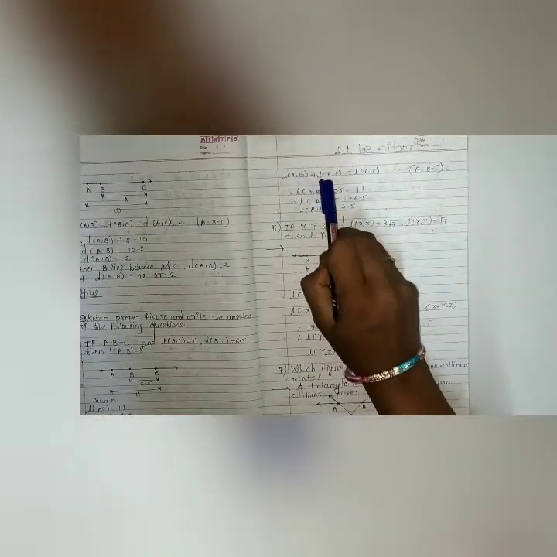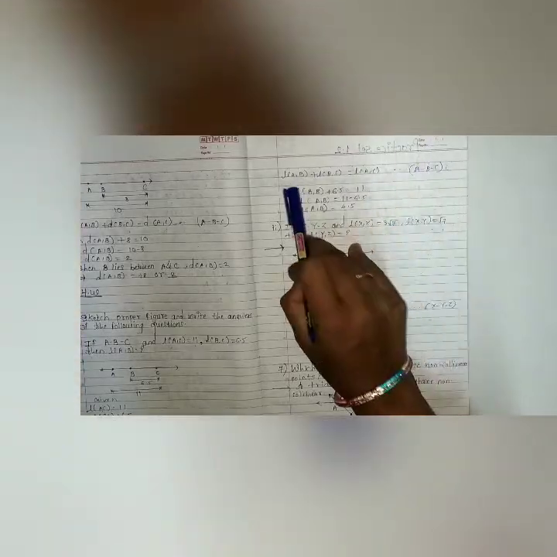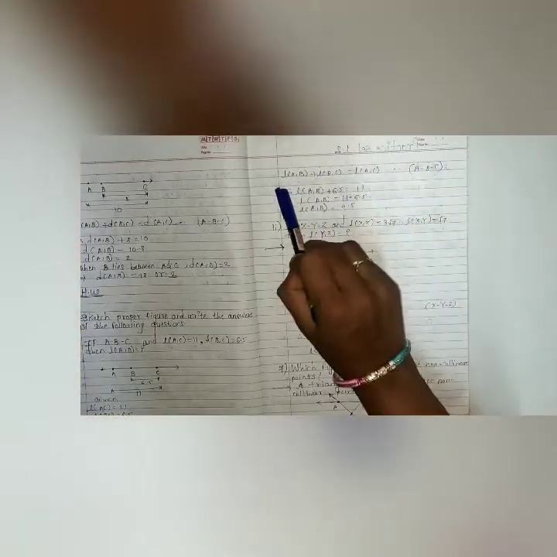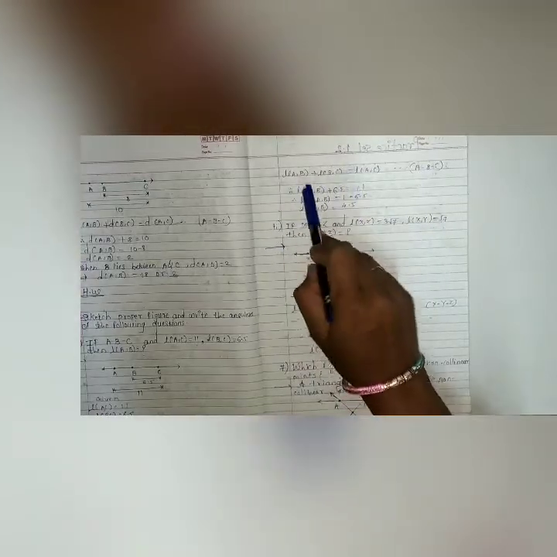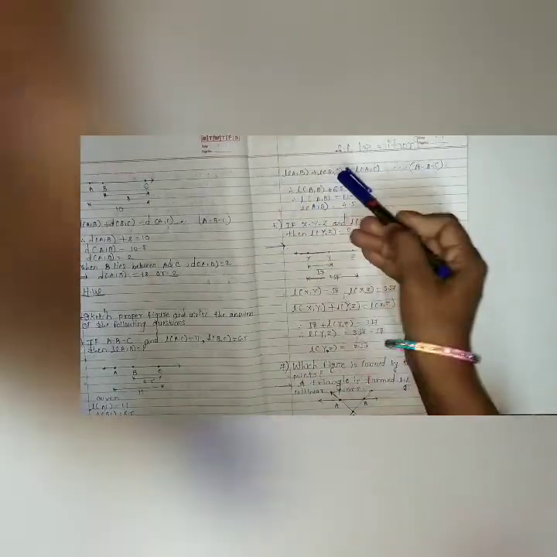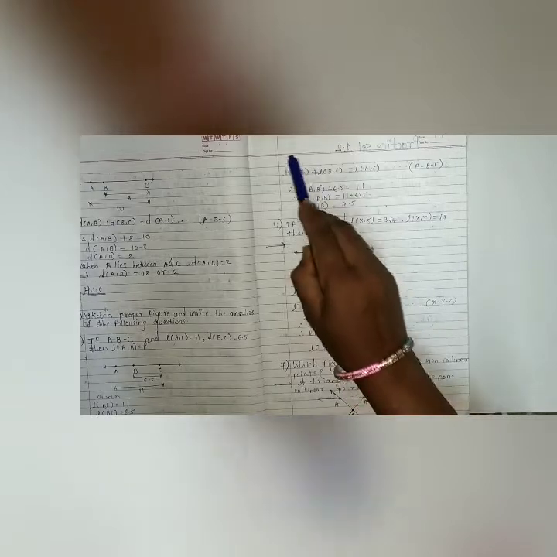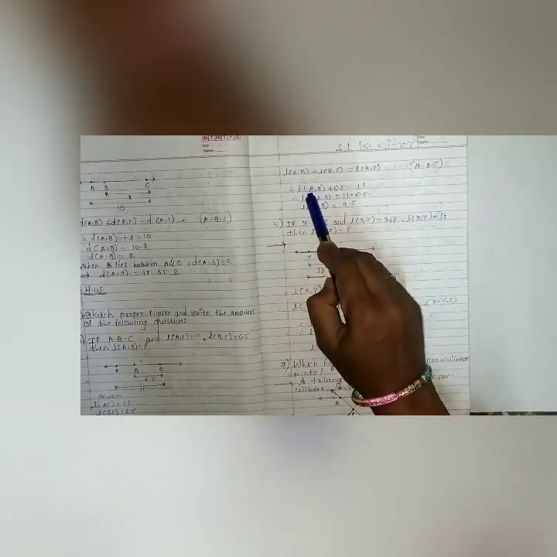Length AB plus length BC is equal to length AC. From the figure, length AC is the addition of length AB and length BC. Length AB means the distance AB and length BC means the distance BC. To find the length AB, write length AB as it is.